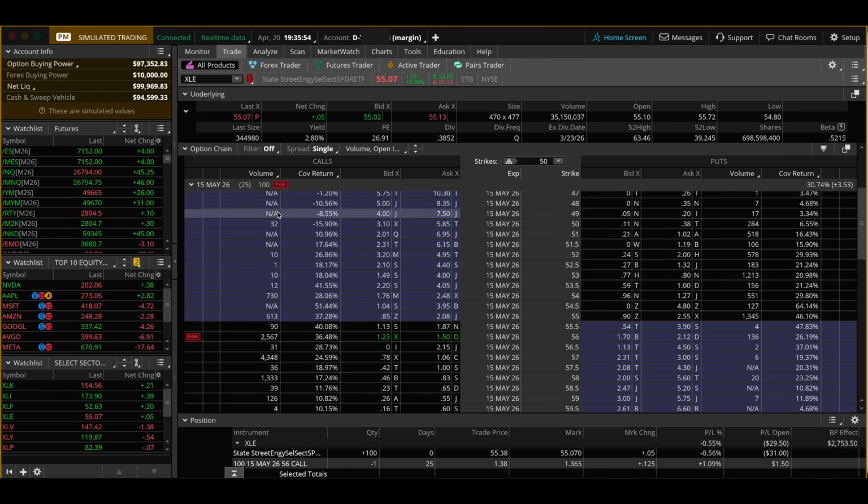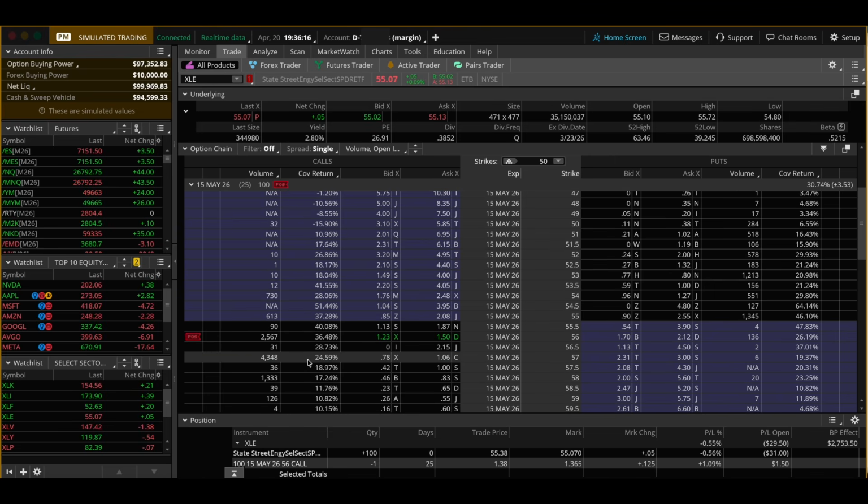So if I were to look at XLE versus XLU, and they were trading at roughly the same price, and I wanted to sell an at-the-money covered call in each one, and I can't decide which one, I might want to look at the covered return to compare and see which one might be more attractive from that standpoint. Also, you can take a look at that when you're selecting different strikes.